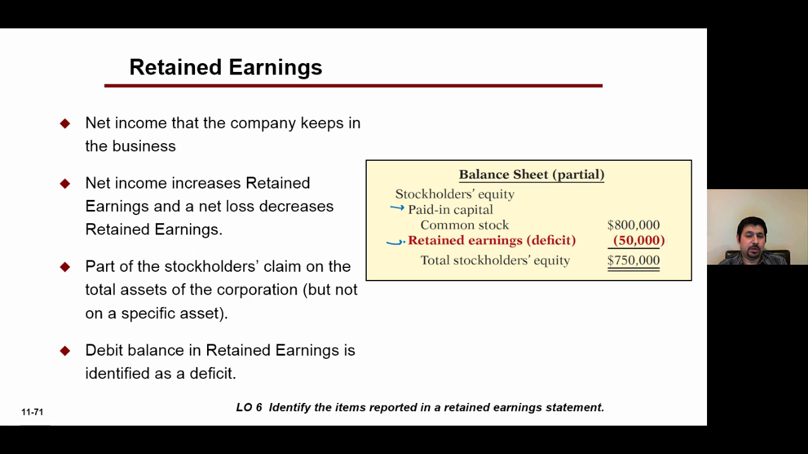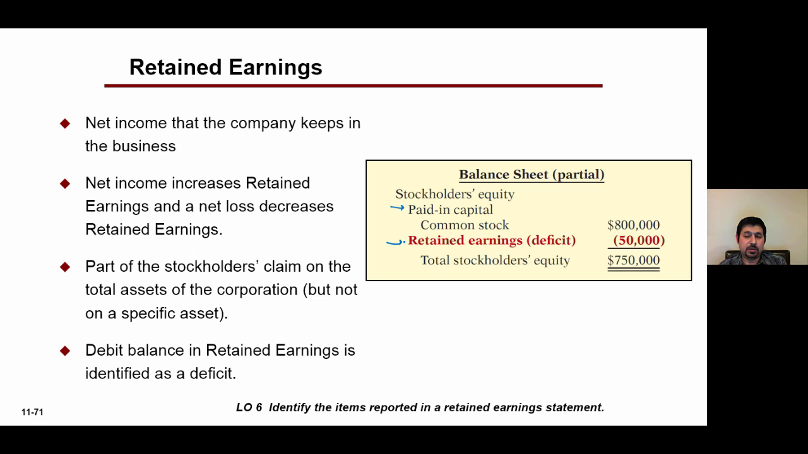Retained earnings is the part of net income that the company keeps in the business. When the company has a net income, it will increase retained earnings. When the company has a net loss, it will decrease retained earnings. This is part of the stockholders' claim against the total assets. It's not against a specific asset, it's against the total assets.